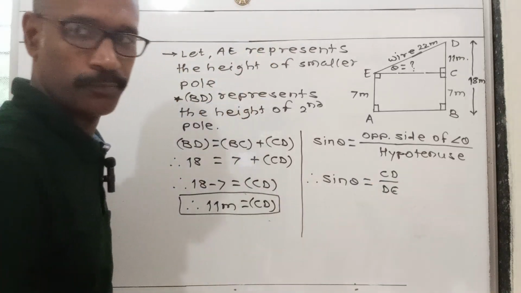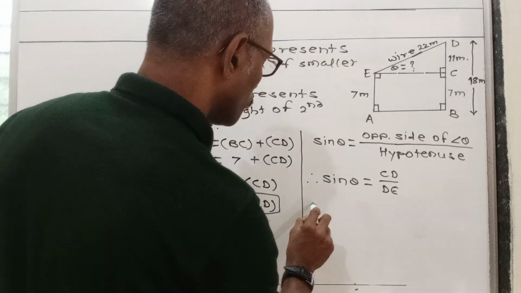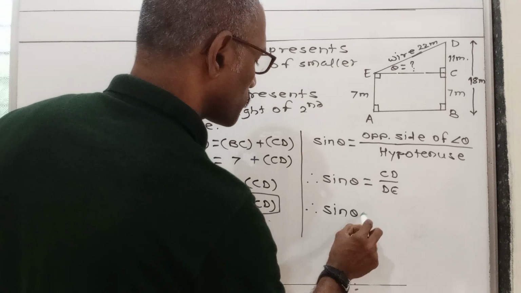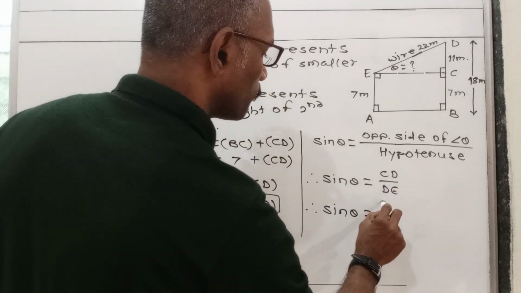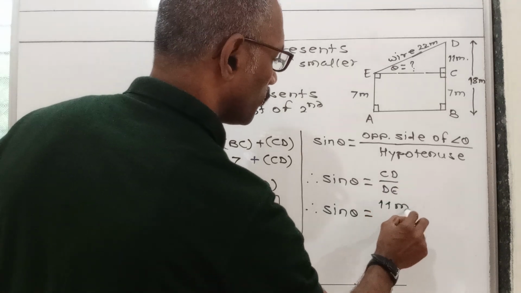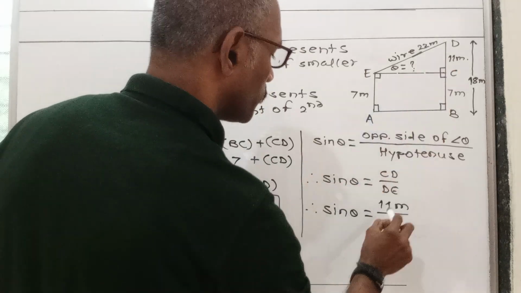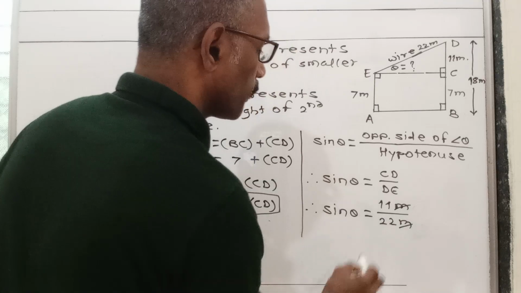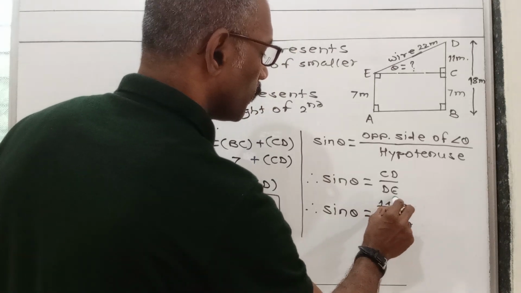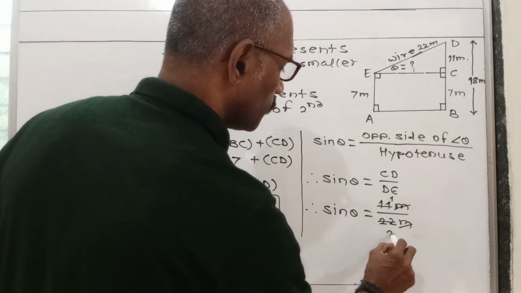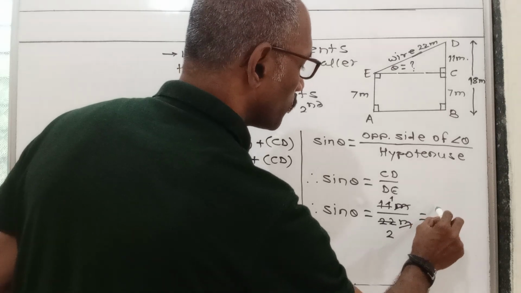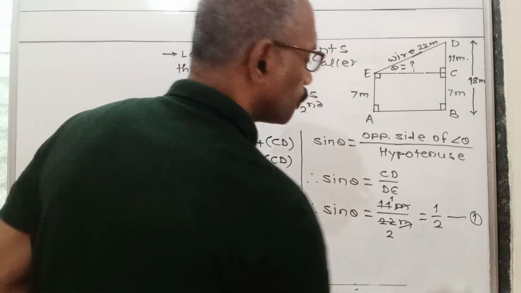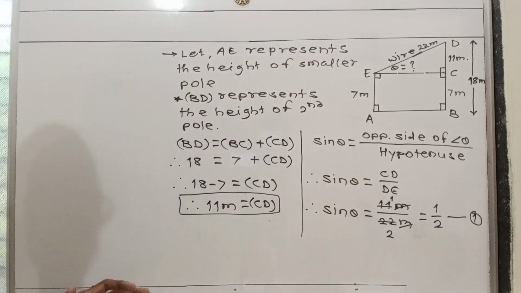Okay, then we put values. Sin theta is equal to CD, 11 meter, and DE, 22 meter. 11 ones are 11, 11 twos are 22, is equal to 1 upon 2. This is equation number 1.